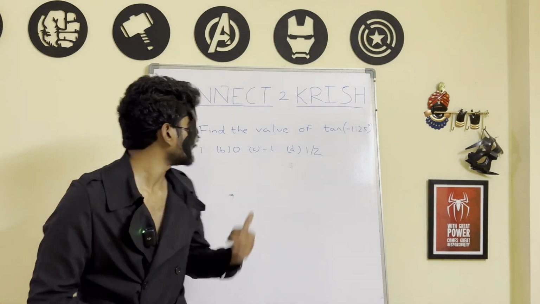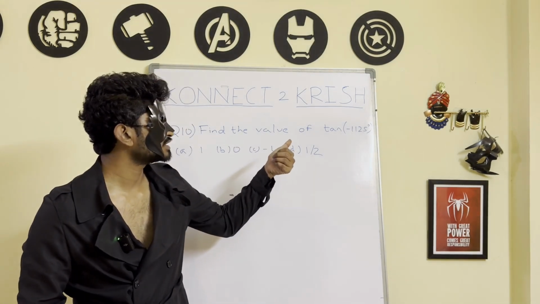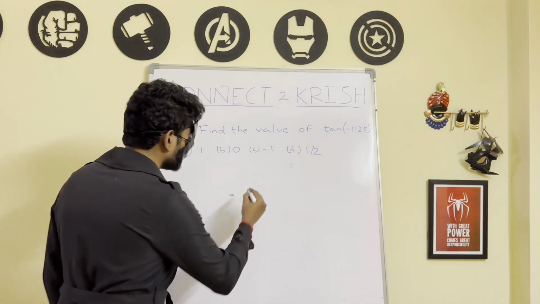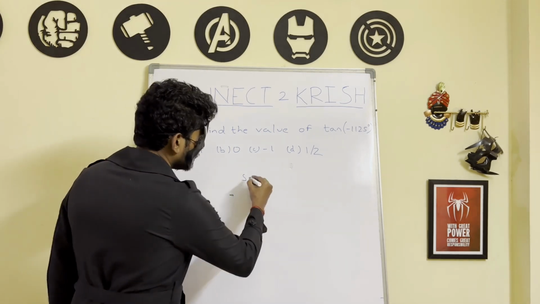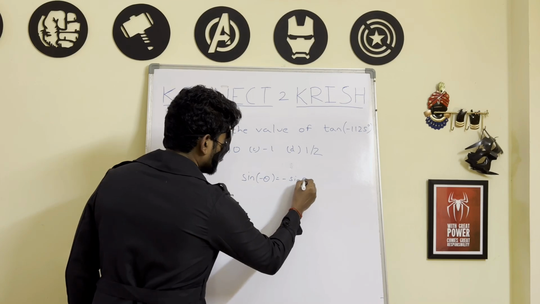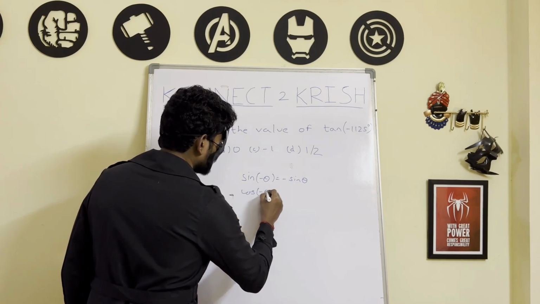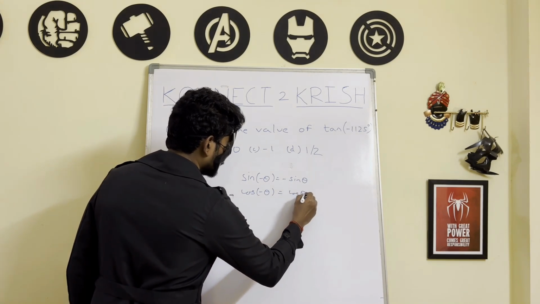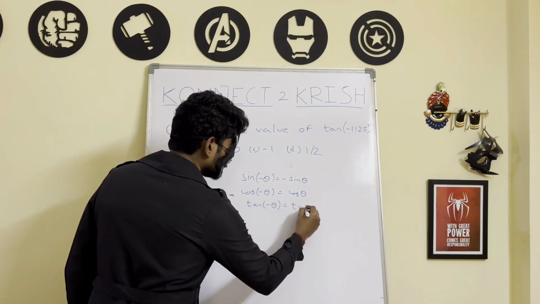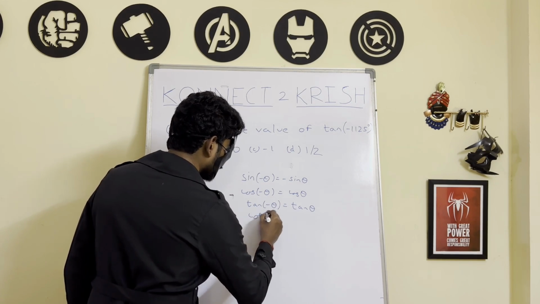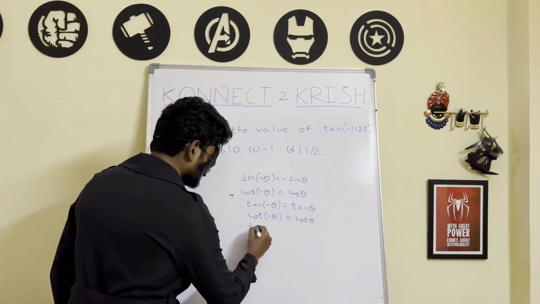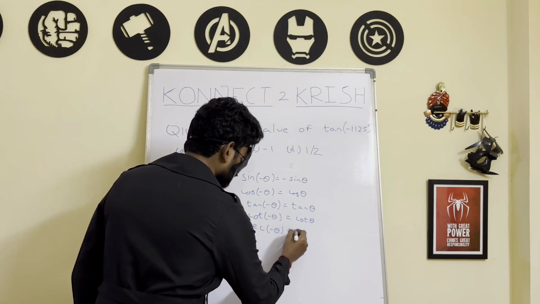So superhumans, the next question is find the value of tan of minus 11250. So before we start, I'll teach another small concept, that is, when theta is negative. Sine of minus theta is nothing but minus sine theta. Cos of minus theta is nothing but cos theta. Tan of minus theta is equal to minus tan theta. Cot of minus theta is equal to minus cot theta. Secant of minus theta is equal to secant theta.